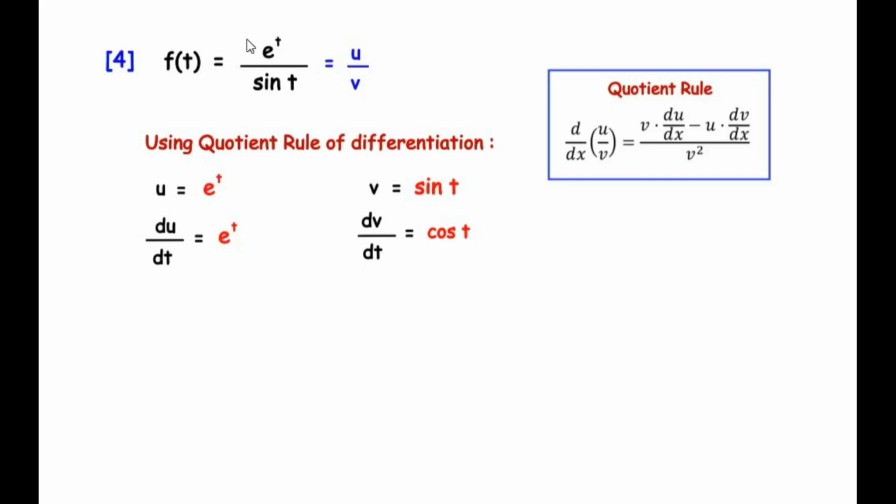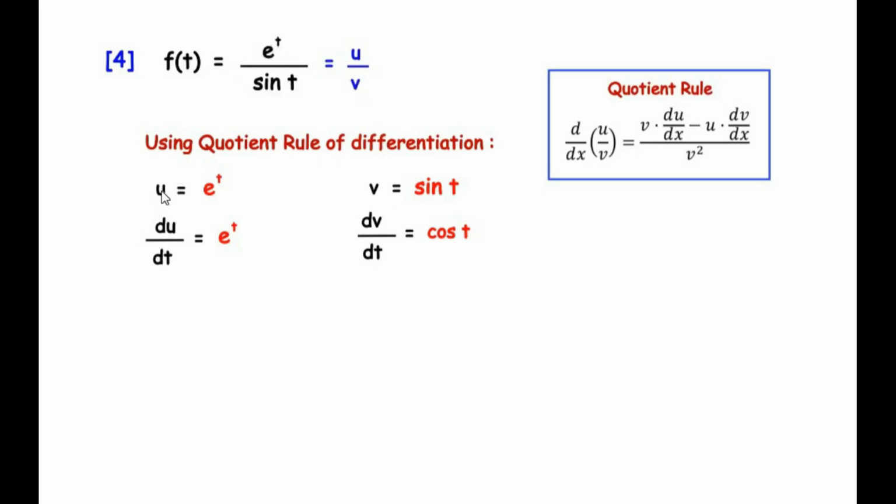f of t is equal to e to the power of t over sin t. So here basically we have a function that includes the exponential function, that is e. And this is of the form u over v. So we are going to make use of the quotient rule here to differentiate f of t with respect to t. So here we have considered the fraction as u over v. And since we are going to use the quotient rule, I have written the formula over here. Now u is equal to e to the power of t and v is equal to sin t.